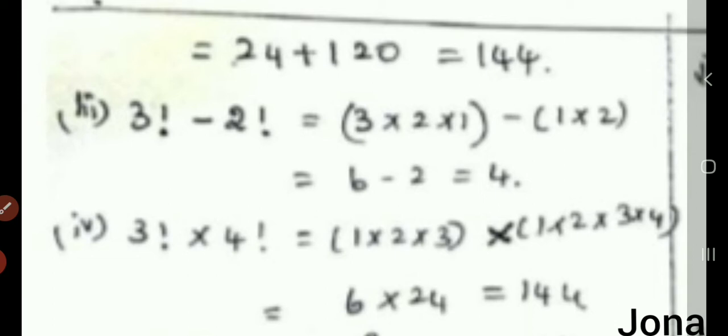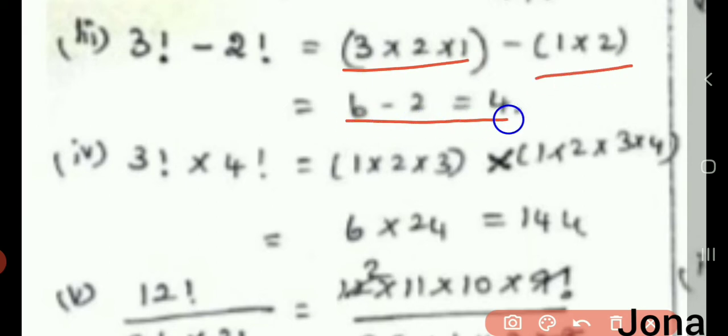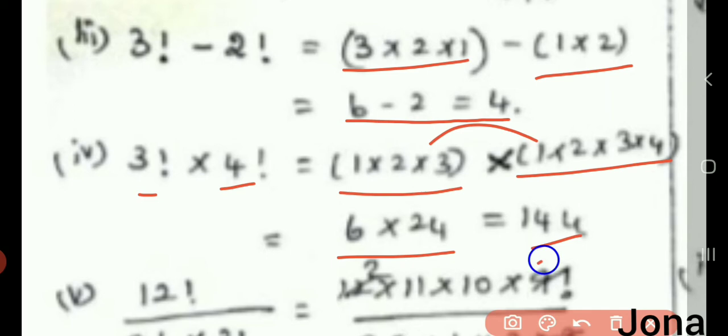Next problem, 3 factorial minus 2 factorial. 3 factorial is 3 into 2 into 1. 2 factorial is 2 into 1. So here it is 6 minus 2 equal to 4. The next one, 3 factorial into 4 factorial. 3 factorial is 3 into 2 into 1. Then 4 factorial is 4 into 3 into 2 into 1. We have to multiply both, so that we have 6 into 24, which is 144.